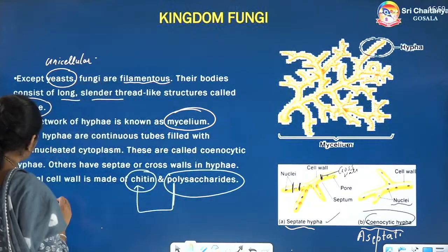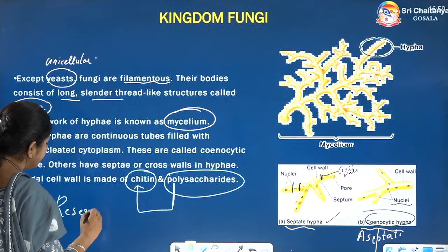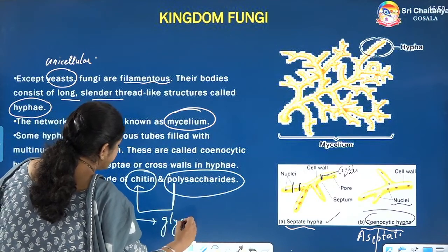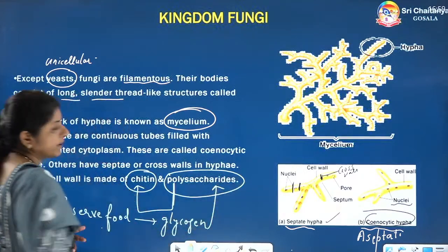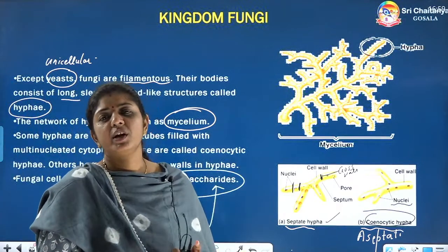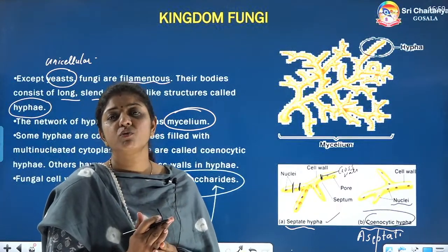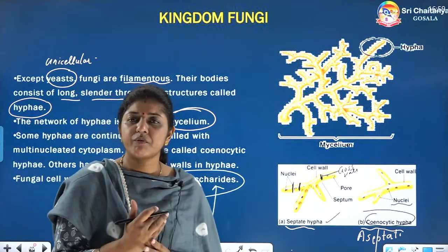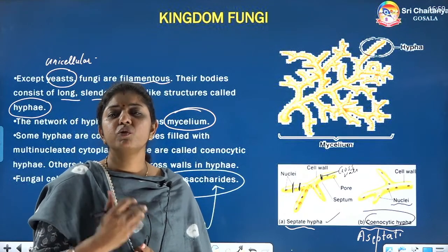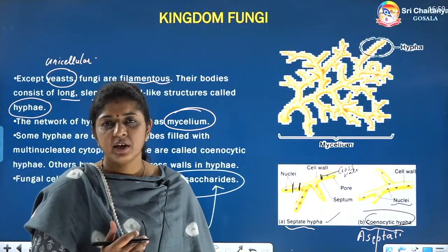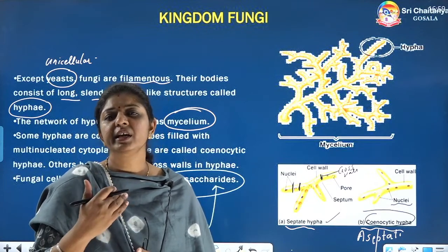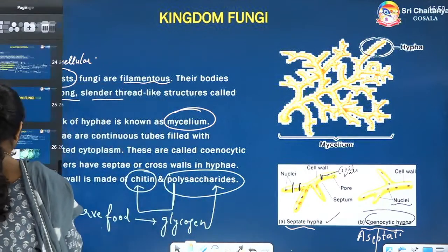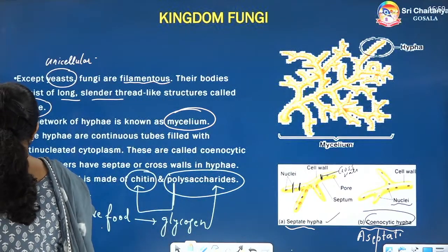If I take the reserve food material, what is the reserve food material here? The reserve food material here will be glycogen. Even that is a polysaccharide. The cell wall is made up of polysaccharide, and the reserve food material is also a polysaccharide: glycogen. Where the organism is heterotrophic, the reserve food material is usually glycogen, and if it is autotrophic, then obviously it will be starch, right?